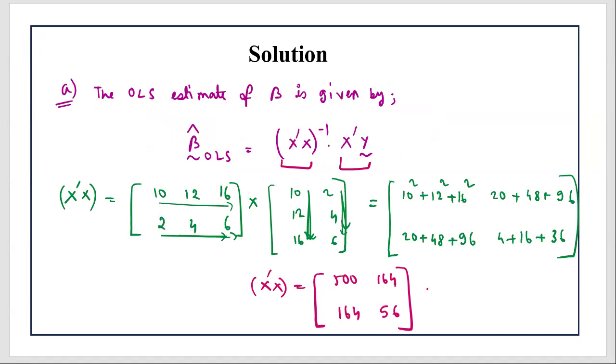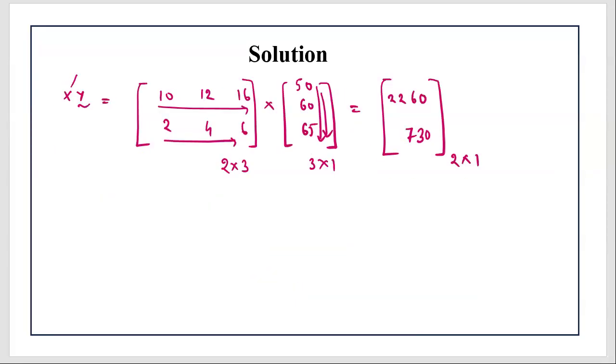According to the formula, what we need is (X prime X) inverse X prime Y. Now we need to calculate the inverse of X prime X. So (X prime X) inverse will be simply the adjoint of this matrix upon the determinant of this matrix.